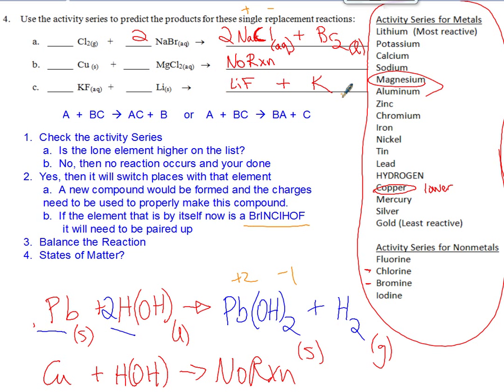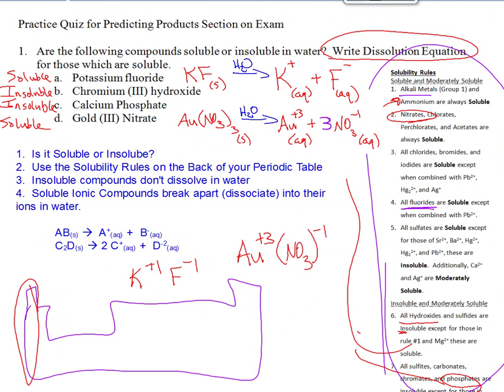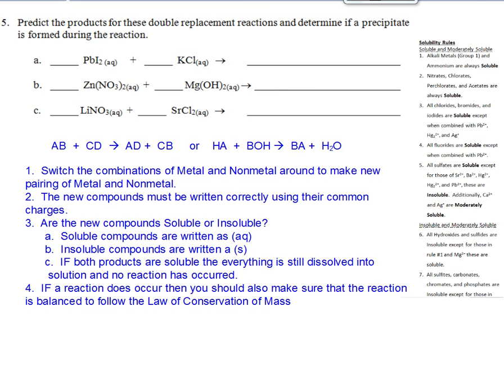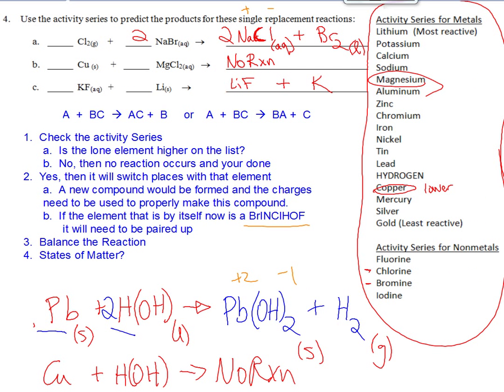Oh yeah. States of matter. Okay. States of matter. Lithium fluoride. Looking at my list, alkali metals are always soluble. Fluorides are pretty darn soluble. So this thing is soluble times 2. So this is definitely aqueous. Orange doesn't show up at all.